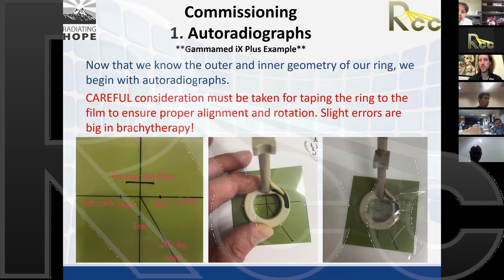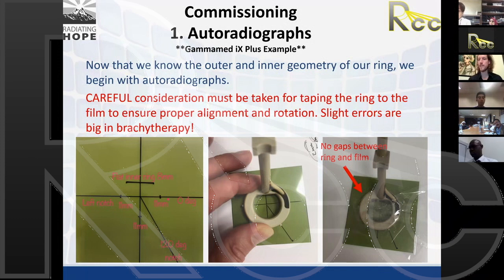The geometry is perfect. I know where my first source is by the vendor specifications, either in documents or applicator models. And I've taped it down in perfect geometry externally as well. So I'm ready to take my autoradiographs. Also important to note, you must not have any gaps between the surface of this applicator and the film itself. So be really careful that there are no gaps.